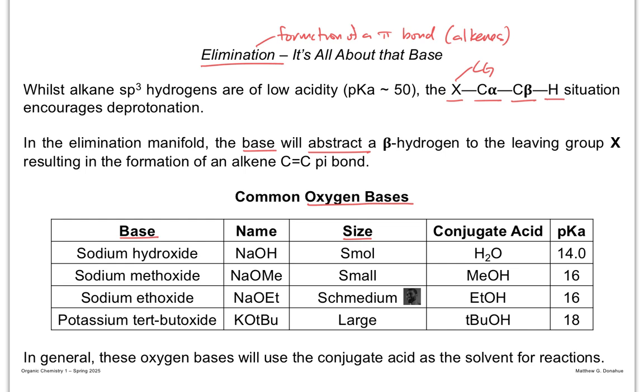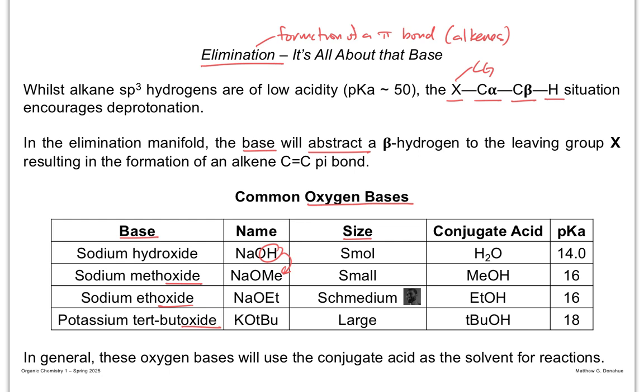So with these eliminations, you can get away with using a pretty weak base, even though the pKa of that beta hydrogen is around 45 to 50. So when you substitute off the H from sodium hydroxide, then you make it a carbon group. These are all called alkoxides.